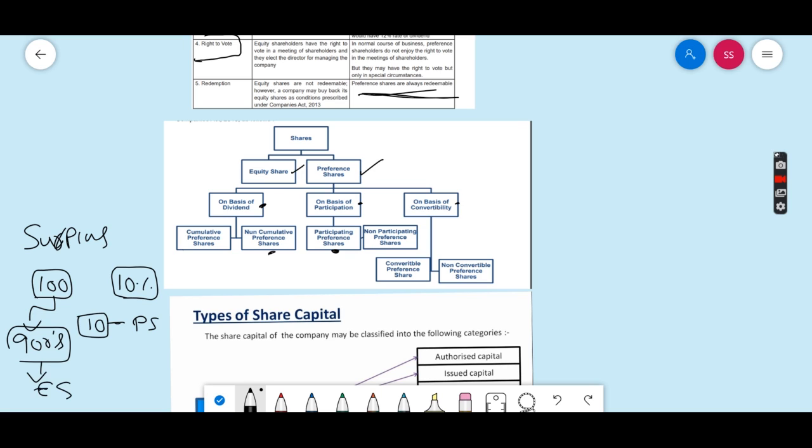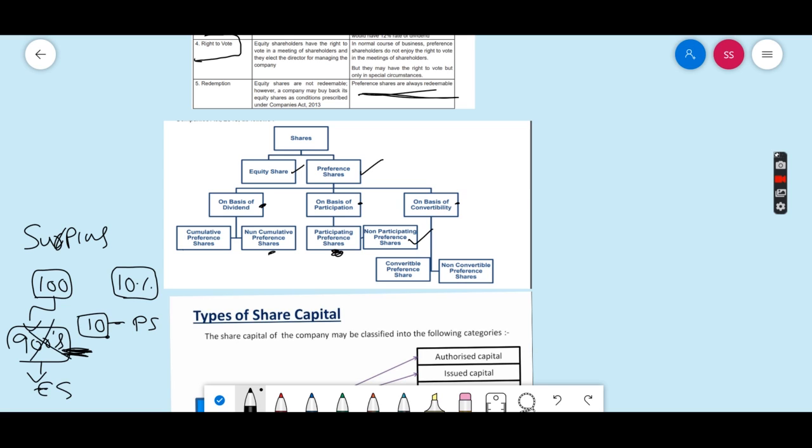If they get a loss, obviously equity shareholders only have to bear the loss, right? But if you are a participating preference shareholder, then you can participate in this 90 rupees also, to some extent, whatever was discussed while issuing the shares. Apart from the dividend, they can participate in the surplus of profit also. Non-participating preference shareholders, just the opposite, cannot participate in this.